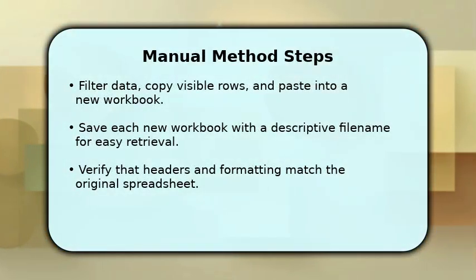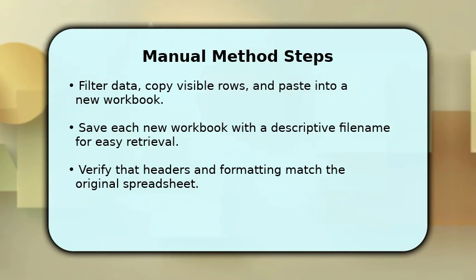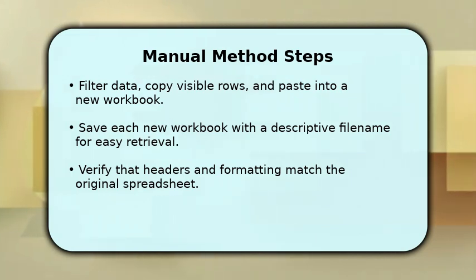Open the source sheet and apply filters for the values you want to separate. Select visible cells, copy them, then paste into a fresh workbook and format headers consistently. Save with descriptive file names and test opening each file to confirm data integrity.